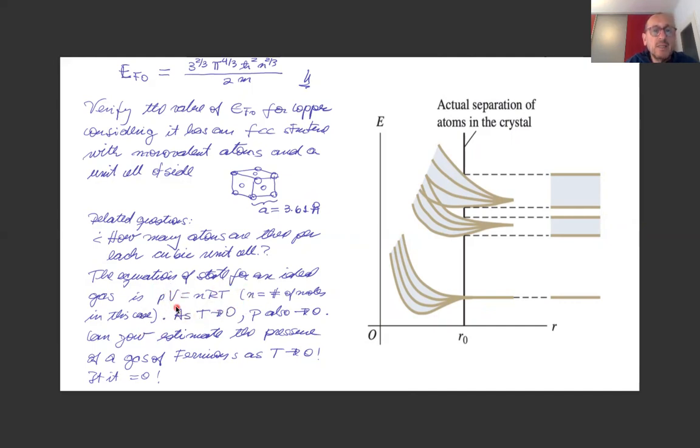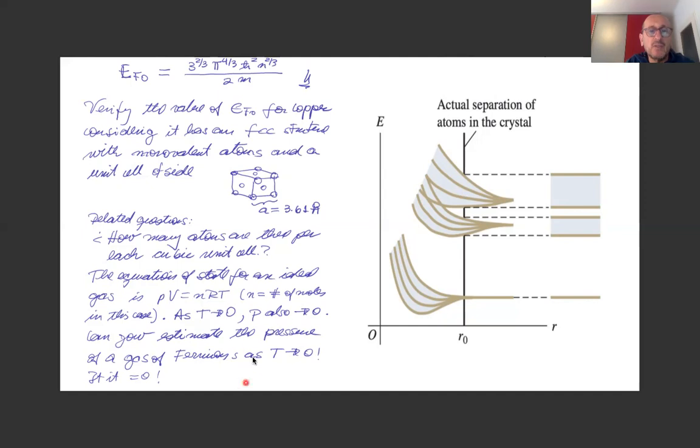If you look at this, you have it in a volume. You have a certain number of moles of material. N is the number of moles in this case. R is a constant. So when the temperature goes to 0, in this equation of state, the pressure will go to 0. The question is, does P also go to 0 for a Fermi gas?